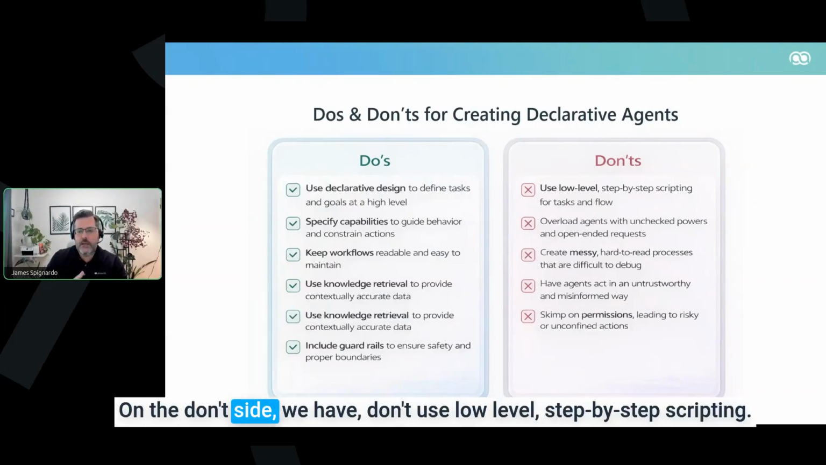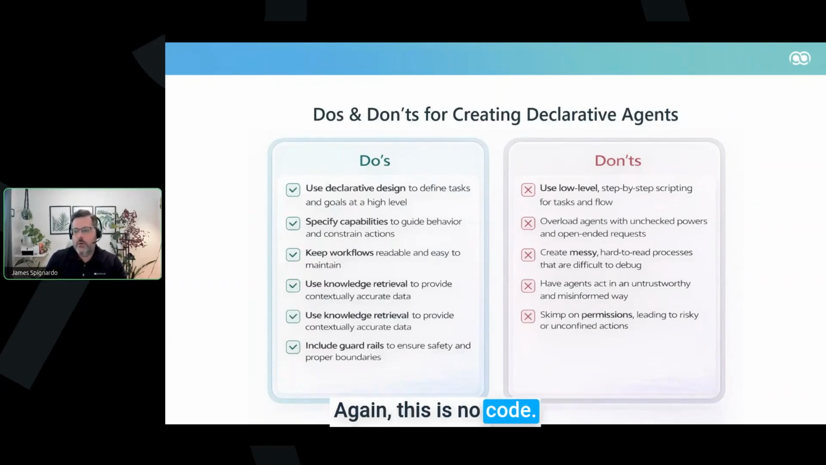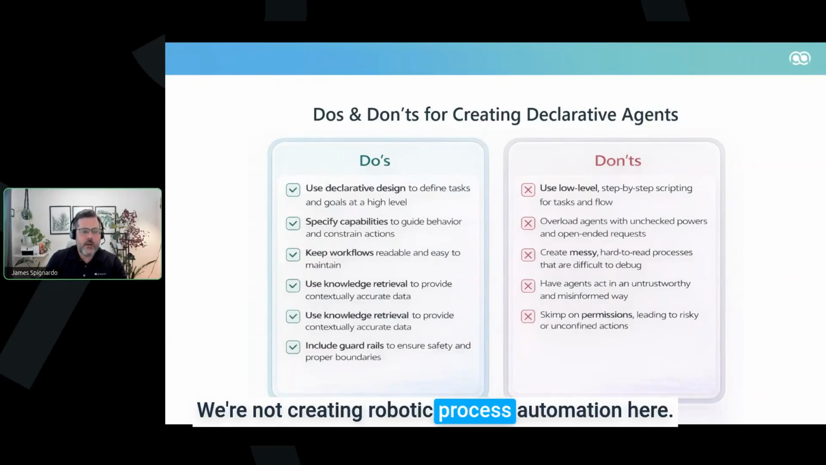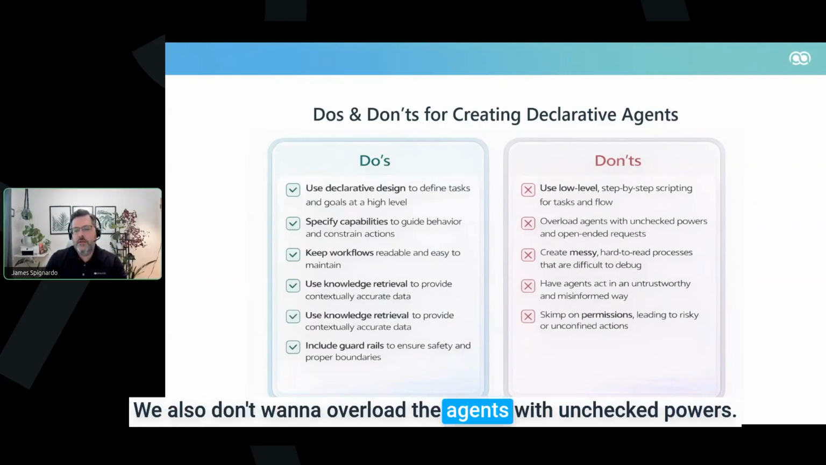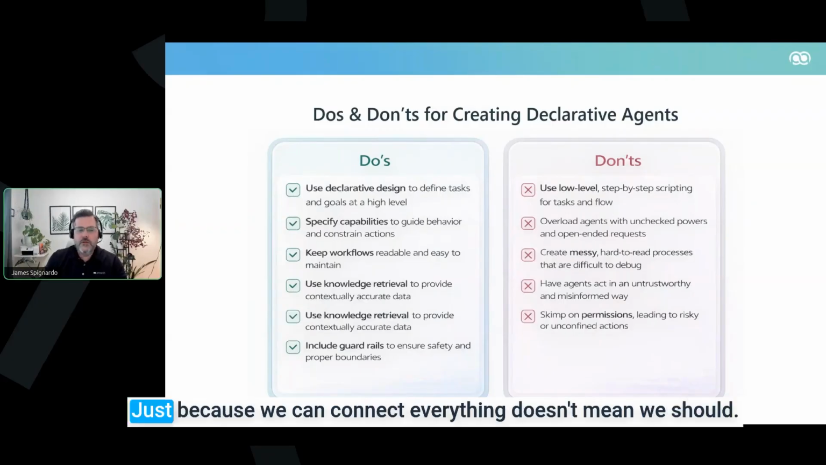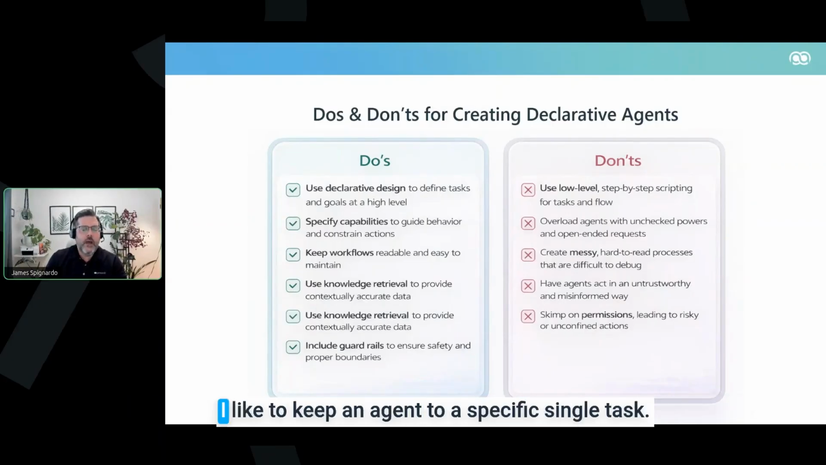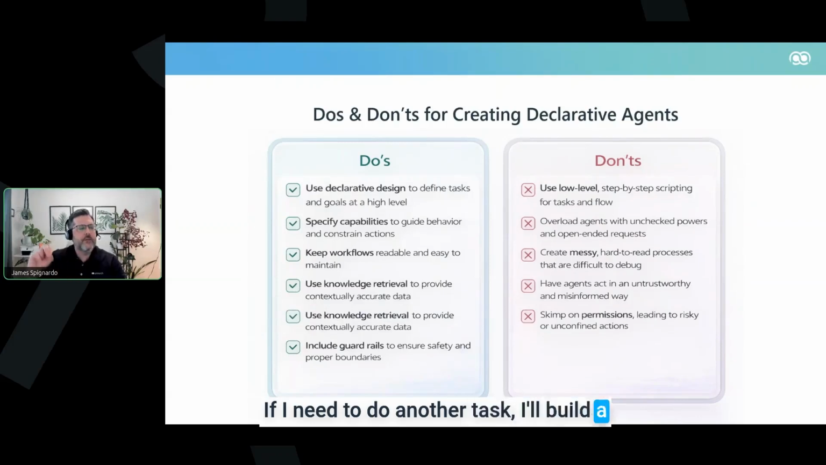On the don't side, we have don't use low-level step-by-step scripting. Again, this is no code. We're not creating robotic process automation here. We also don't want to overload the agents with unchecked powers. Just because we can connect everything doesn't mean we should. I like to keep an agent to a specific single task. If I need to do another task, I'll build a different agent and link them together.